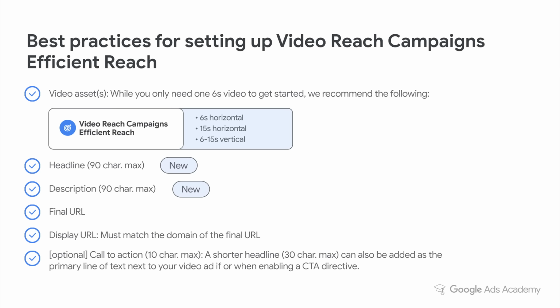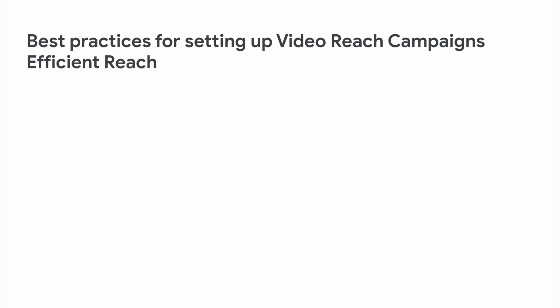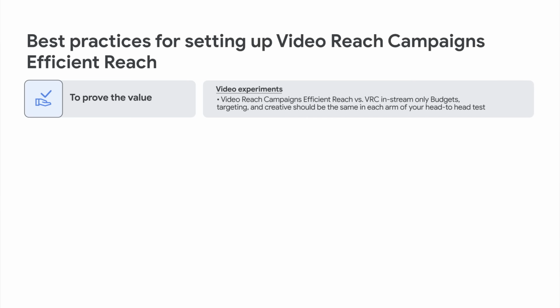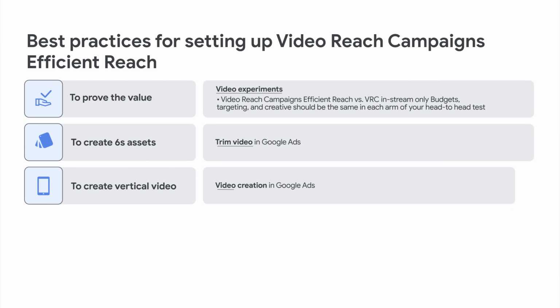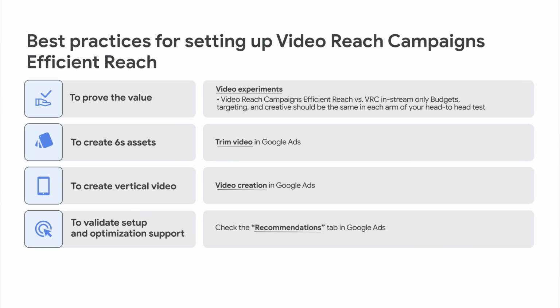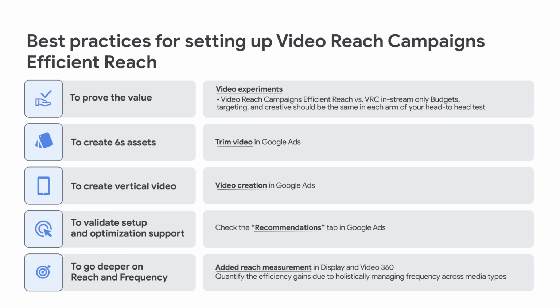Diving deeper into best practices with video reach campaigns Efficient Reach, you can leverage video experiments to run a head-to-head test, trim video to create a 6-second cut down, and use video creation to create a new video asset from your existing static images and GIFs. Be sure to refer to the Recommendations tab in the Google Ads UI to validate setup and optimization support, and check out the added reach measurement in DV360 to quantify efficiency gains holistically.